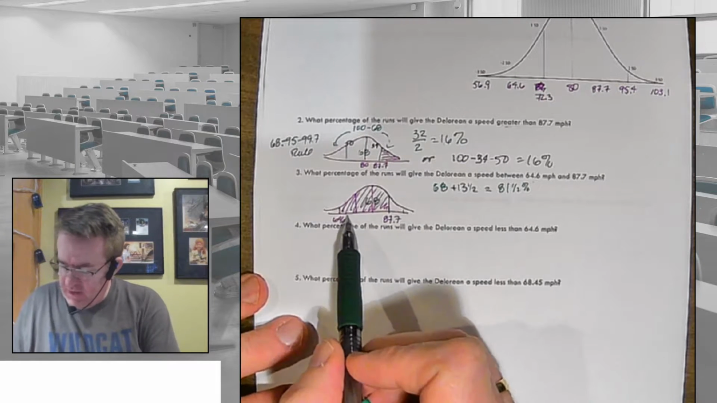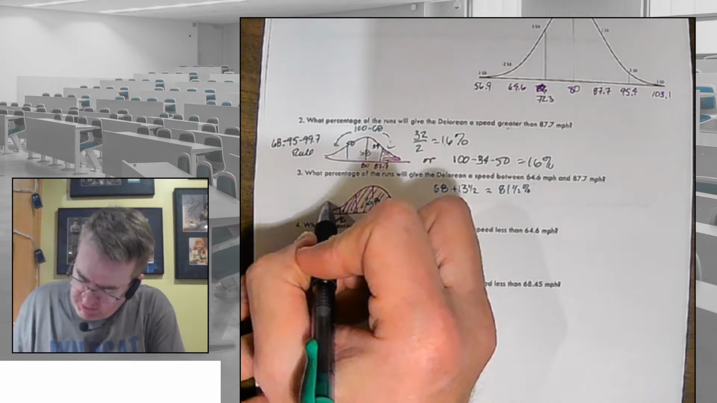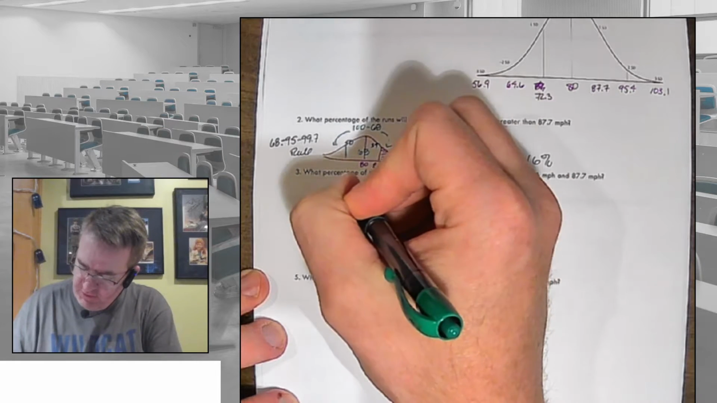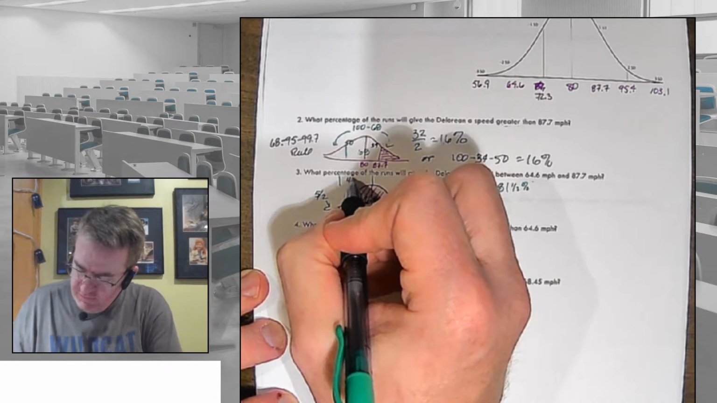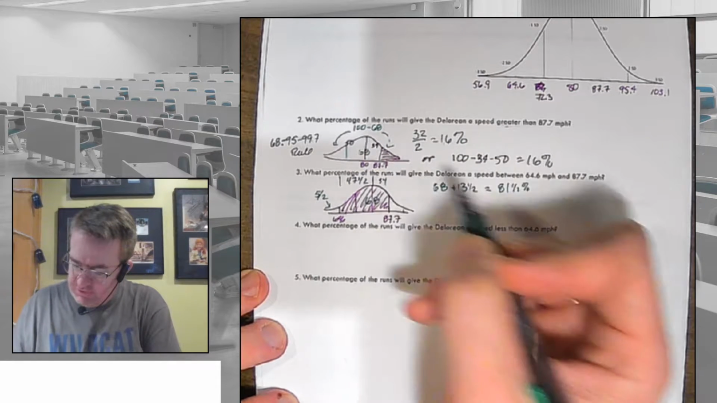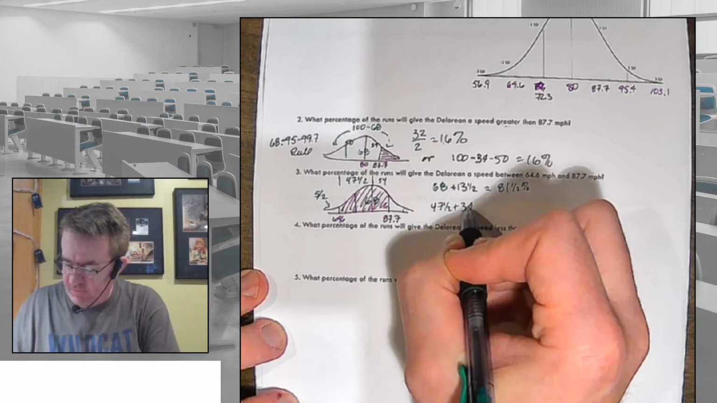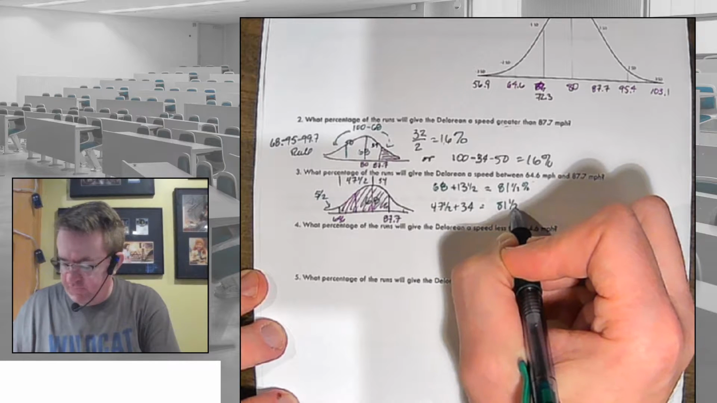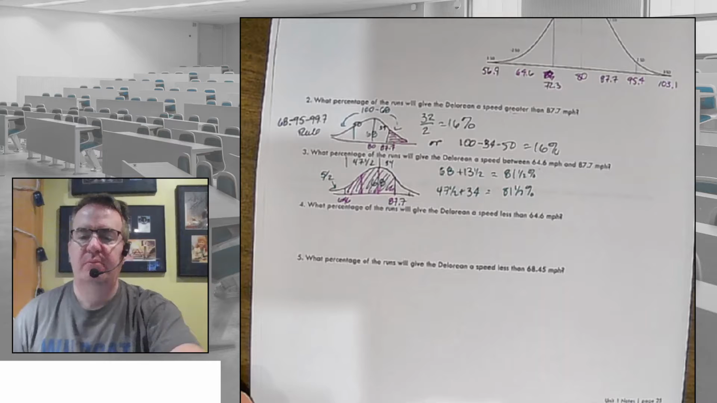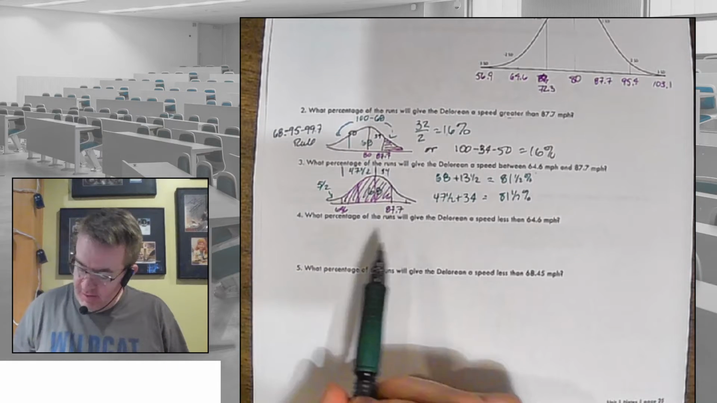So you could do it that way. Sometimes people will do this. They're like, okay, this point right here is half of 95, so I know that from here to here is going to be 47.5%. And then I've also got 34% here. So if I did 47.5% plus 34, that would also give you 81.5%. So there's not one guaranteed way of doing it. A lot of various different ways that we can do that.